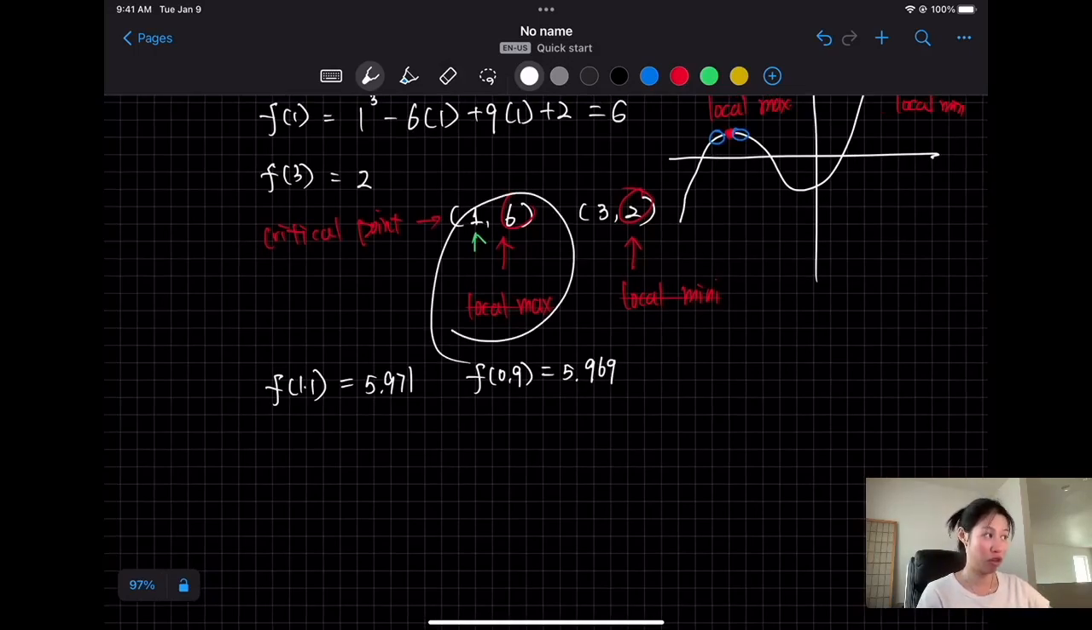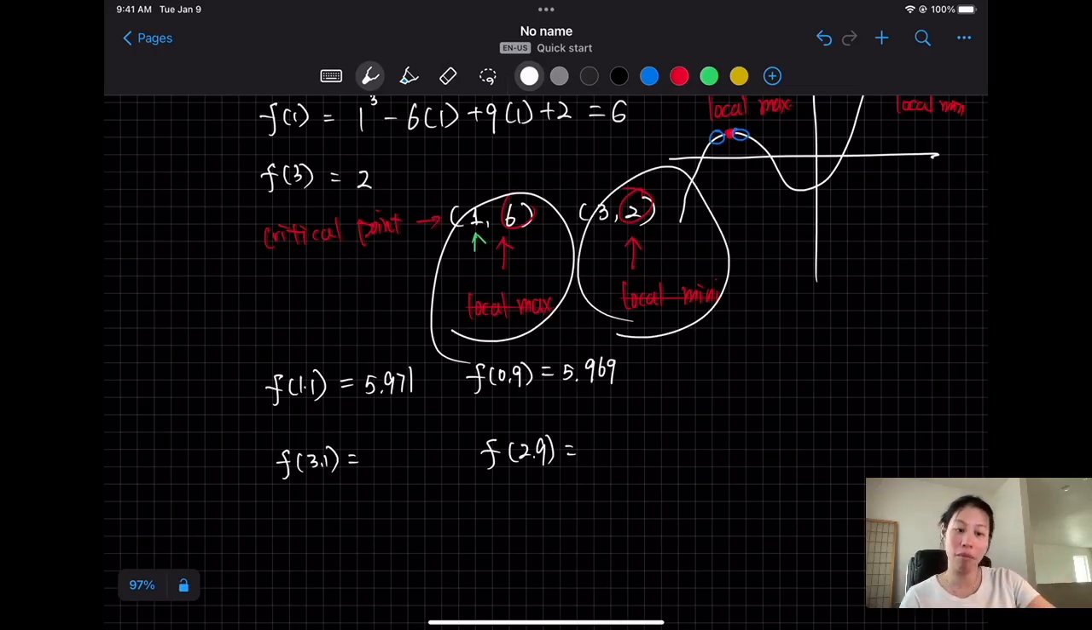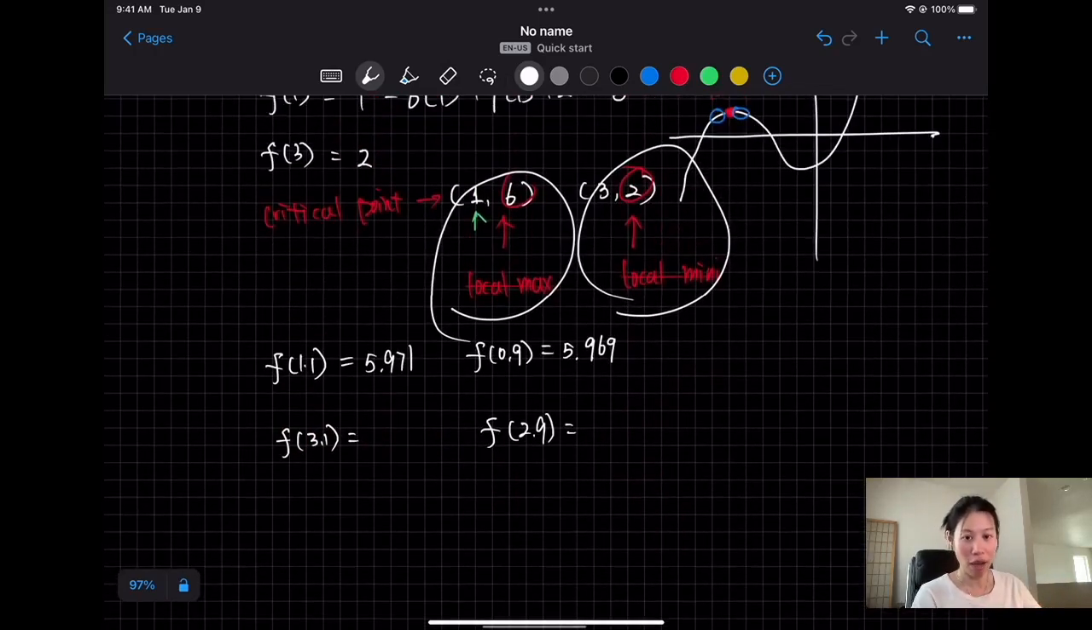Well, you do the same trick. For x equals 3, you need to find out what f of 3.1 equals, or f of 2.9 equals. Are they both greater than 2? If they are, then I can say, hey, this is our local minimum. So now, after we found the local minimum and local maximum.